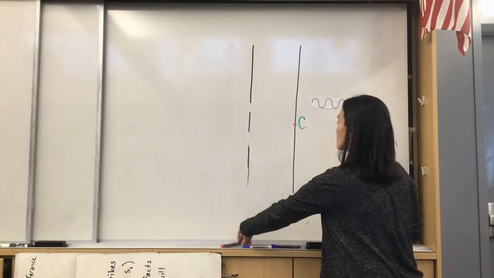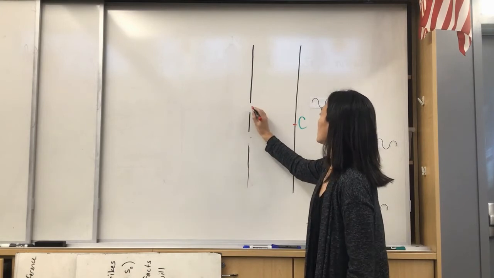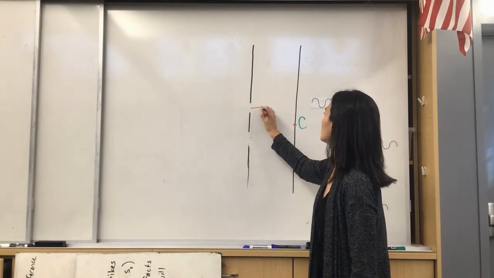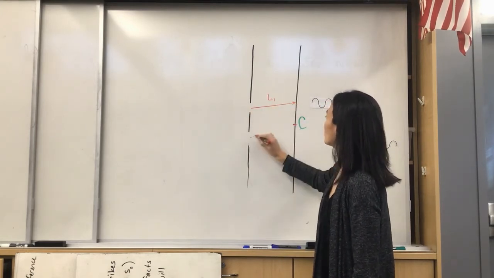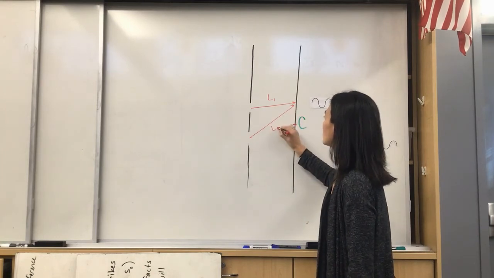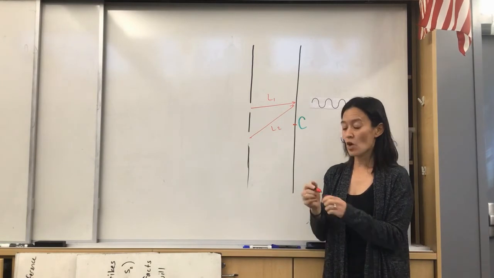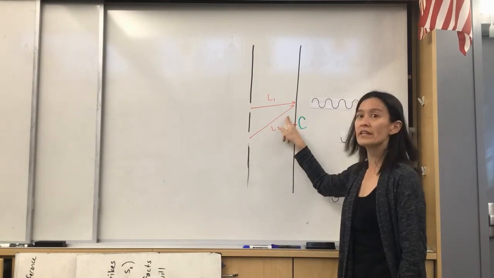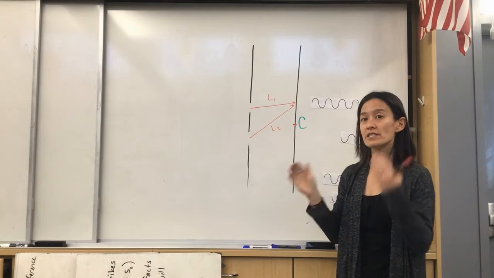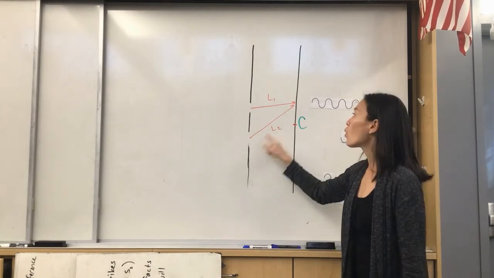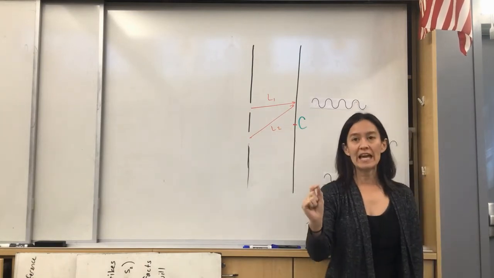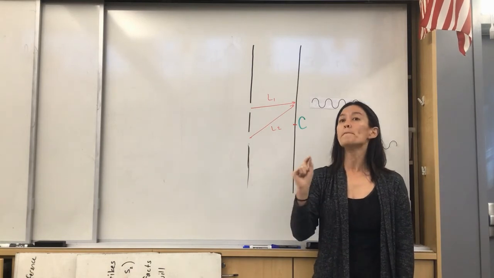If I think about the light wave that traveled here, I'll call that L1, and the light wave that travels here, now they're not the same length. They're not traveling the same length. One is traveling a little bit more than the other. And so there is this exact spot where one travels exactly a half wavelength more.